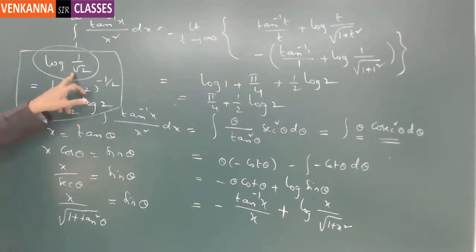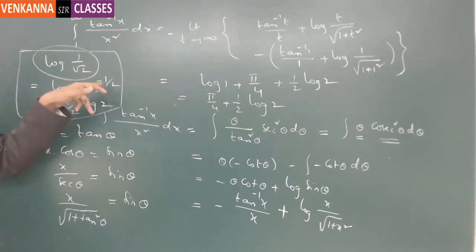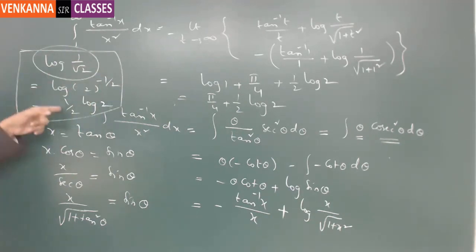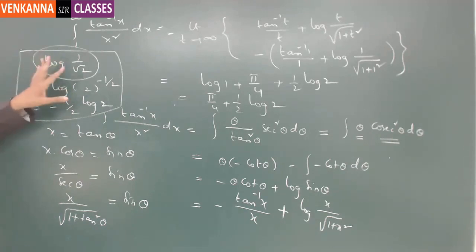There is no need to simplify this part because you know definitely it is nothing but a number, a finite value. If you want to simplify, you can simplify like this. Otherwise, there is no need to simplify. You keep this value as it is. So pi by 4 is a finite value, log 1 by root 2 is a finite value, hence the result is a finite value. Therefore, the given integral is convergent.